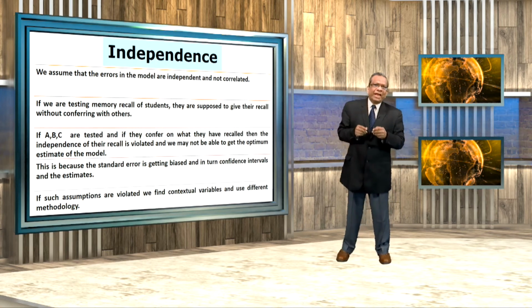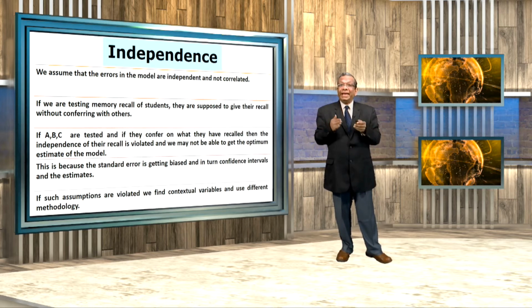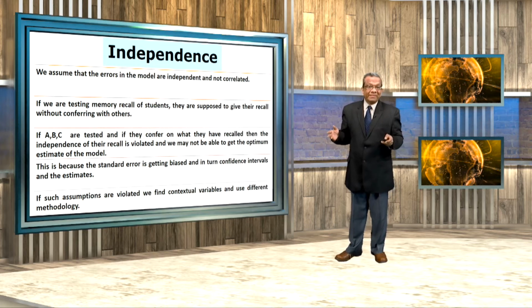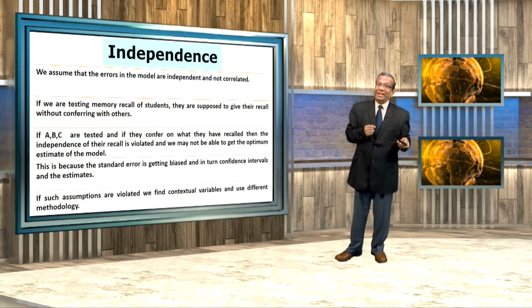Now, independence. We assume that the errors in the model are independent and not correlated. If you are testing memory recall of students, they are supposed to give their recall without conferring with others. If A, B, C are tested and if they confer on what they have recalled, then the independence of their recall is violated and we may not be able to get the optimum estimate of the model. This is because the standard error gets biased and in turn the confidence interval and the estimates. If such assumptions are violated, we find contextual variables entering into the entire focus and we use a different methodology for studying them. But here in a linear model, we will be violating the rule of independence.